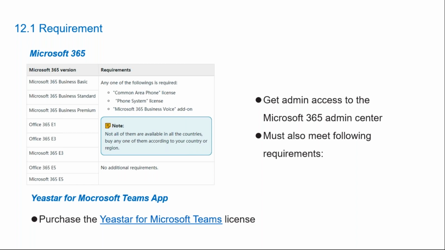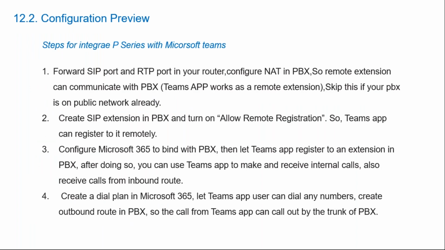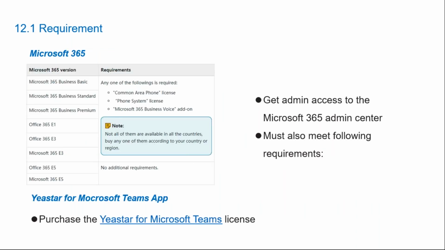Then the next step is we're supposed to purchase one more application on Microsoft AppSource. We're going to jump into the AppSource to purchase another application, which is called Yeastar for Microsoft Teams. We need to purchase the license for this application on the AppSource. AppSource is more like an app store for Microsoft. So you're supposed to jump into the AppSource and get this one, Yeastar for Microsoft Teams.